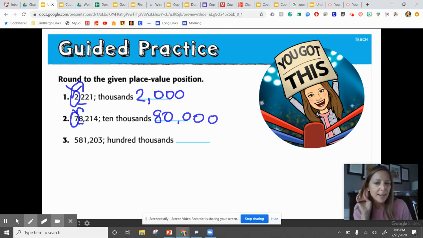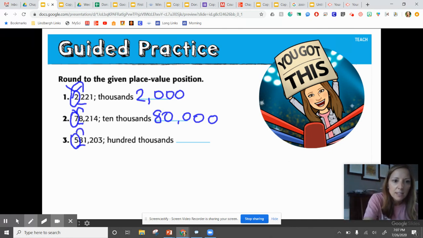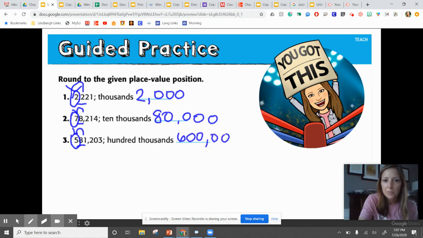Anyone? Can I hear you? Oh, okay, I think you guys got it. The 5 is in the 100,000s place. So we circle that number and underline right next to it. The number we underlined is an 8. My brain tells me 5 or more, add 1 more. So that tells me that 5 turns into a 6. And the rest of the numbers turn to zeros.